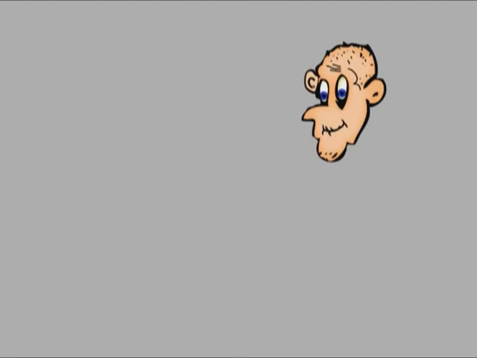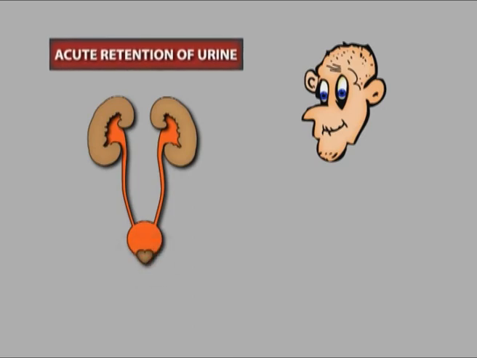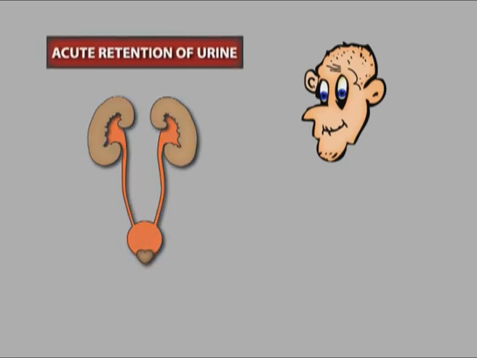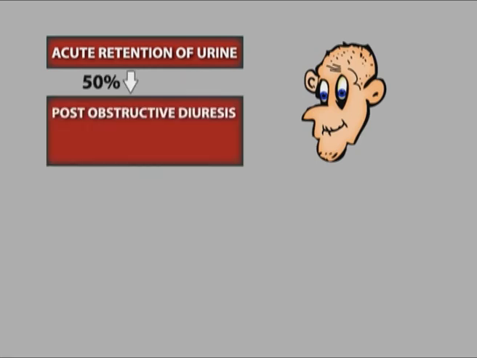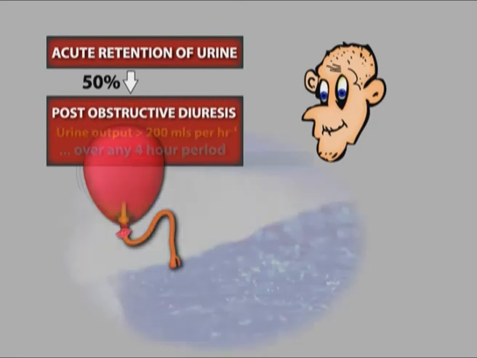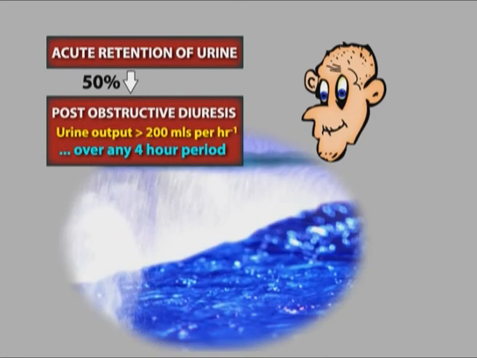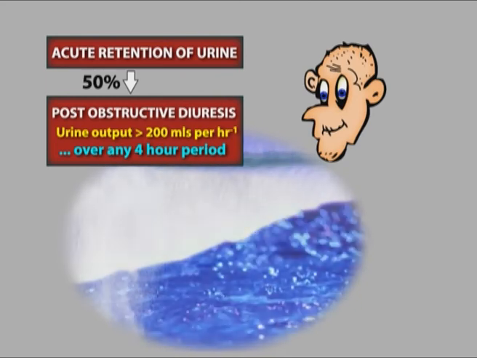Joe Bloggs was an unfortunate but lucky man. Acute retention of urine is a common presentation of benign prostatic disease in older men. If we use our definition, we can determine that 50% of those men will display a post-obstructive diuresis. That is, 50% of men who require urgent catheterization to relieve their inability to void will produce a urine output of greater than 200 ml per hour, sustained over any 4-hour period.